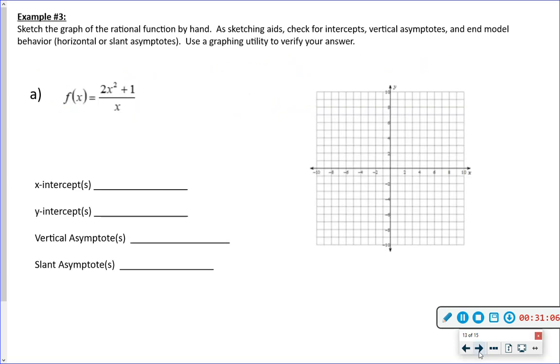Okay, here we go. Let's do it. I'm excited. Sketch the graph by hand, check for intercepts, asymptotes, yada, yada, yada. Use your calculator, verify. Okay, so as always, I'm going to check: can I factor anything and cancel? No, I cannot. Okay, great. So I'm going to start with what we know. Vertical asymptote, that's super easy. I just set my denominator to 0. Got it. That's not very exciting, but let's draw it.